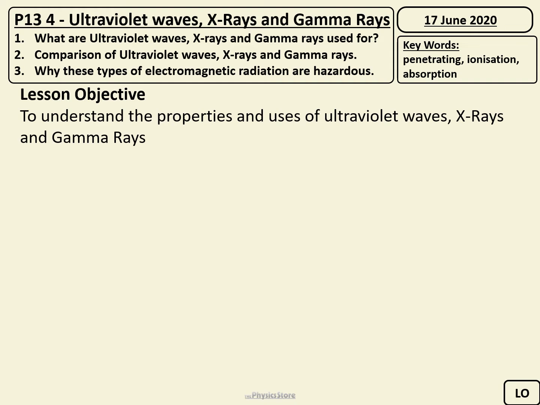Your lesson objective this week is to understand the properties and uses of ultraviolet waves, X-rays and gamma rays. Your key words are the word penetrating, which we've come across before, ionisation, which we've come across before when we looked at radioactivity, and another key word of absorption.